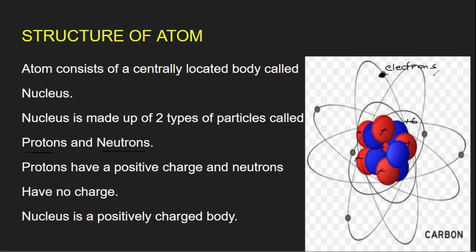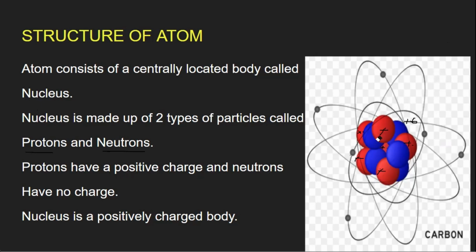Electrons are so tiny that their mass is negligible as compared to the mass of the protons and neutrons, and they have a negative charge over them. So all the electrons are the tiniest particles, with negligible mass, and they have a negative charge over them.